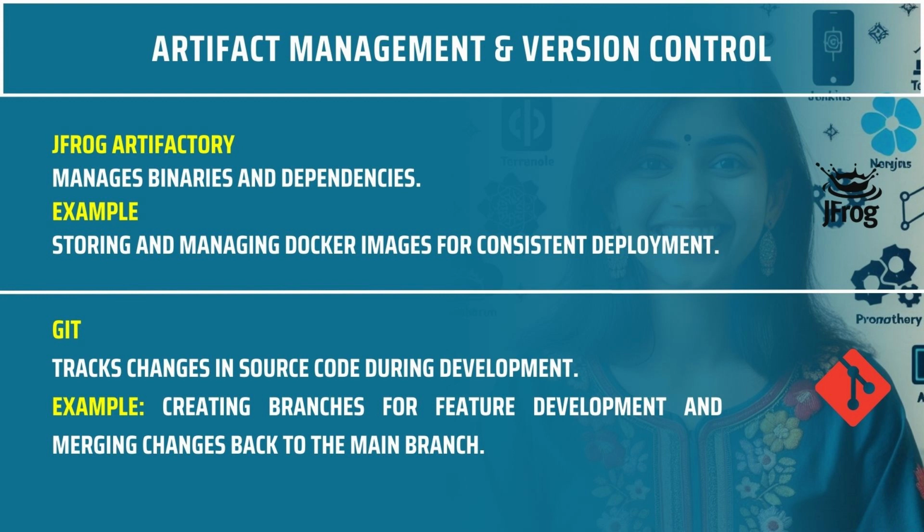And finally, we have the category version control system. In this, we have Git. Git is a distributed version control system used to track changes in source code during software development, where it allows multiple developers to work on a project simultaneously without overwriting each other's changes. For example, when we are working on a new feature, we can create a branch in Git, make our changes, and then merge them back into the main branch once everything is tested and ready to go.